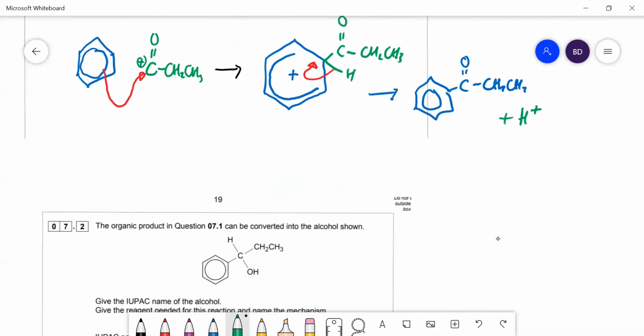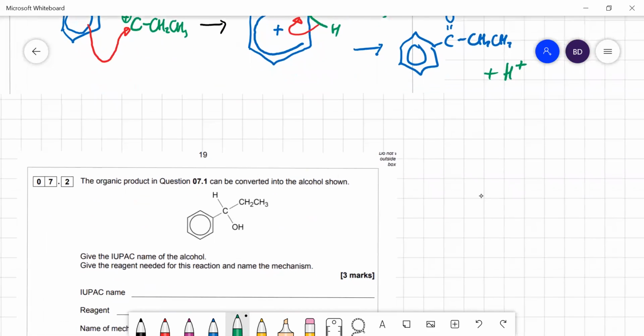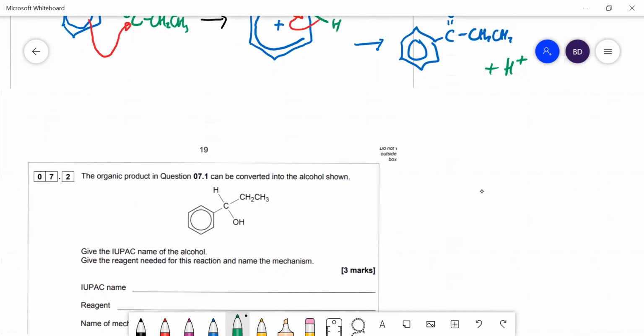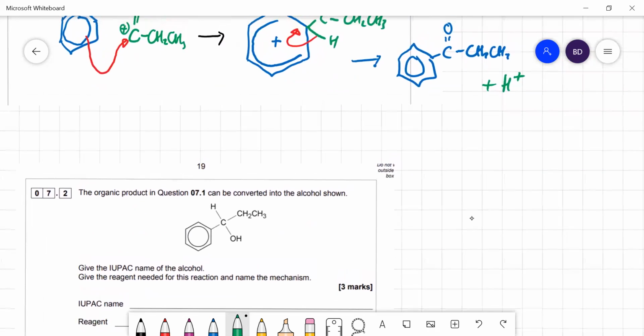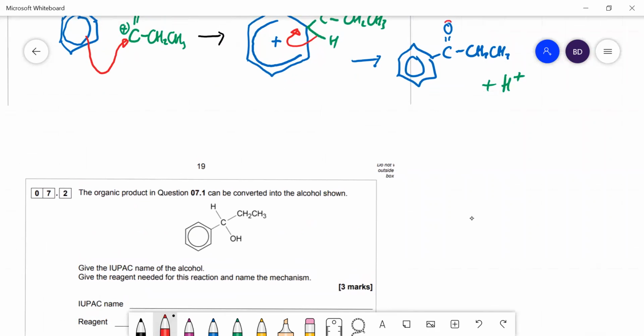Okay, right, the organic product produced in there can be converted to the alcohol shown. Before we answer the question, let's just think what's happened there. So look what's happened. You've got a ketone group, and we have turned it into a secondary alcohol there. It's a reduction. And remember it's a hydride ion, it's a nucleophilic addition reaction. So that's going to go onto there, and then that goes onto there. They haven't asked us that, but just to remind you.